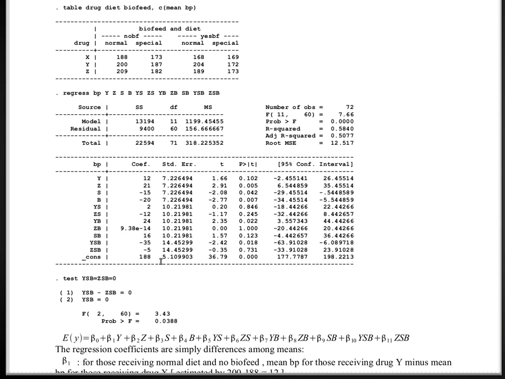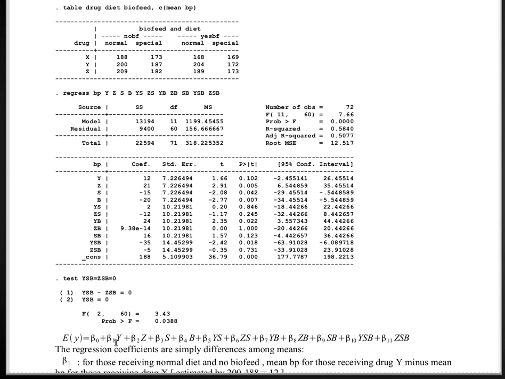All right. Let's look at beta 1, for example. Beta 1 is then the difference between 2 means. It's the difference between the mean for those receiving drug Y, normal diet, and no biofeedback, minus the mean for those receiving drug X, specifically for those receiving the normal diet and no biofeedback. Okay, so beta 1, I muddled that a bit. Let me try it again.